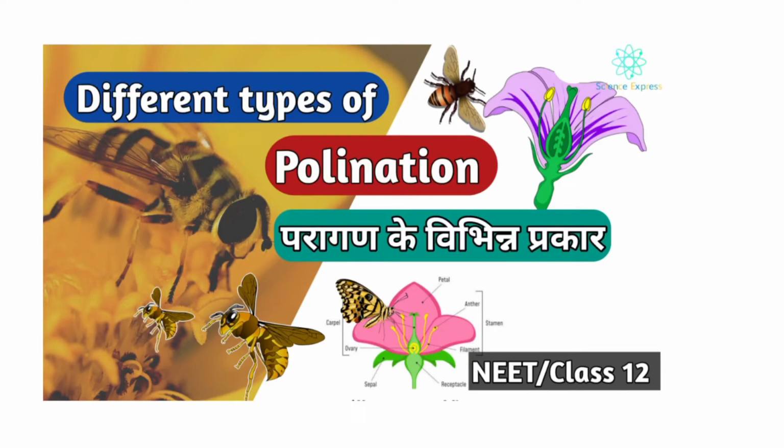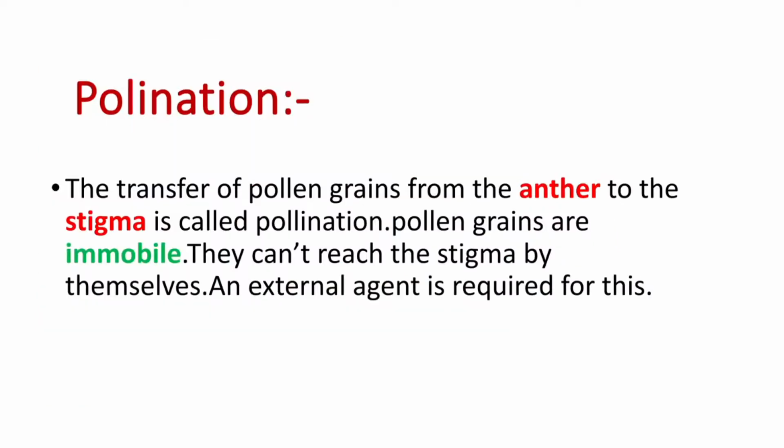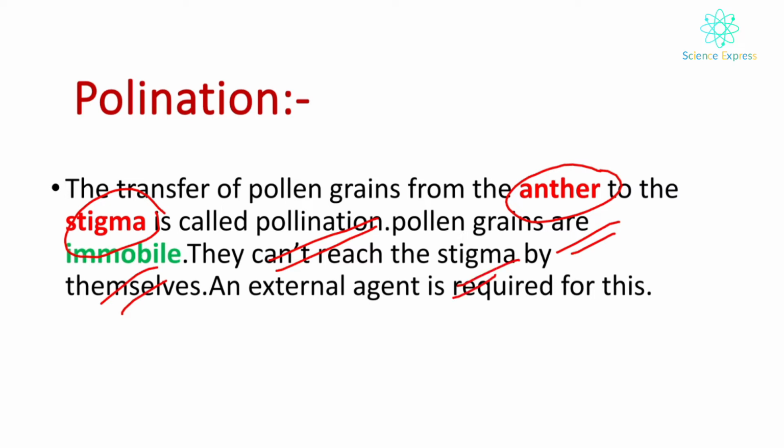Today our topic is pollination. Okay, now start the lecture. Pollination means transfer of pollen grains from anther to stigma. Clear? That process is called pollination. Pollen grains are by nature immobile, so they cannot reach the stigma by themselves. So an external agent is required for this process.